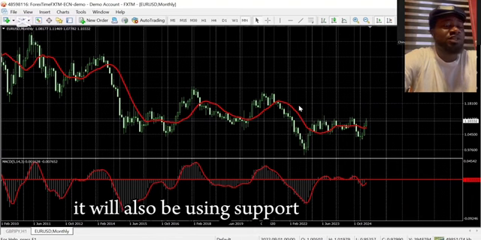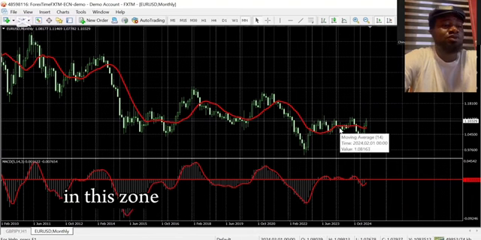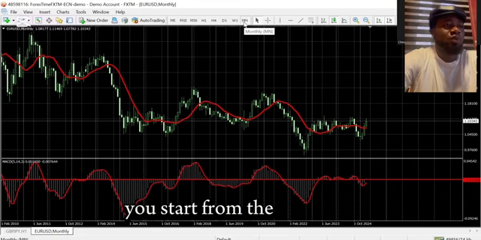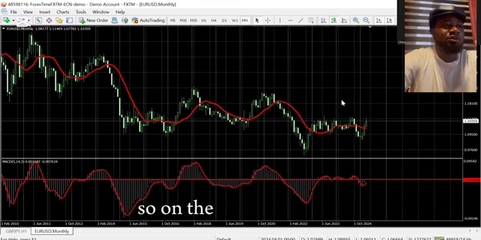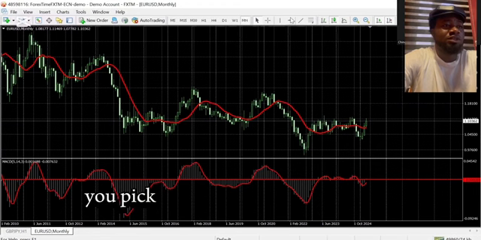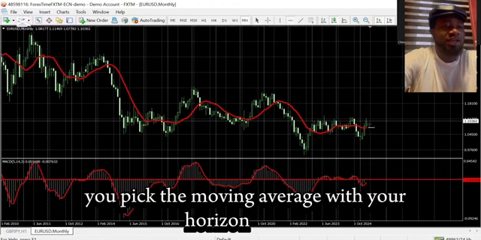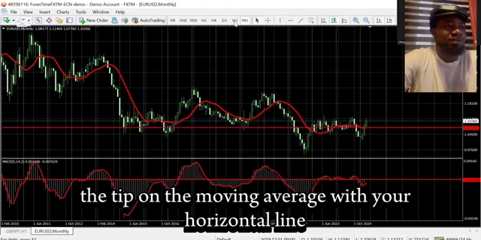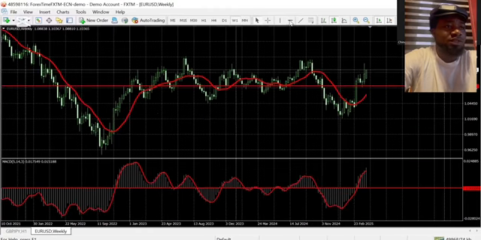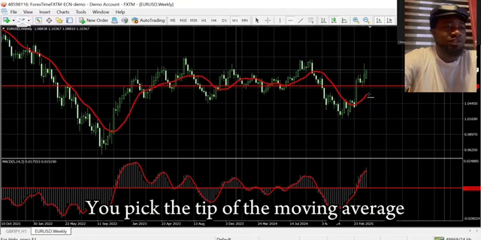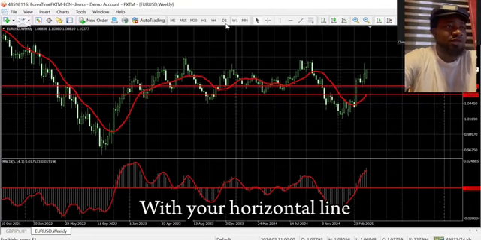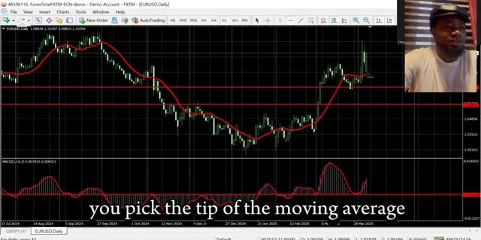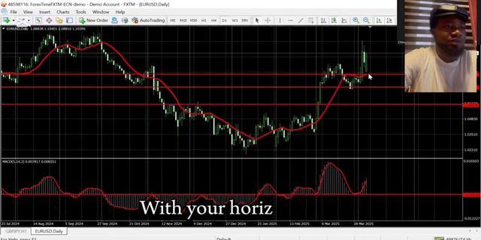Then we'll also be using support and resistance zones. How do we draw our support and resistance? You start from the 1 month. On the 1 month chart, you pick the tip of the moving average with your horizontal line. Then you go to the 1 week and pick the tip of the moving average with your horizontal line. Then you go to the 1 day and do the same.